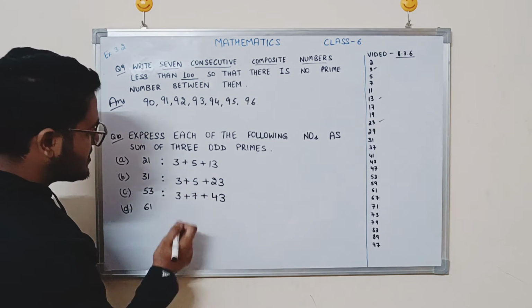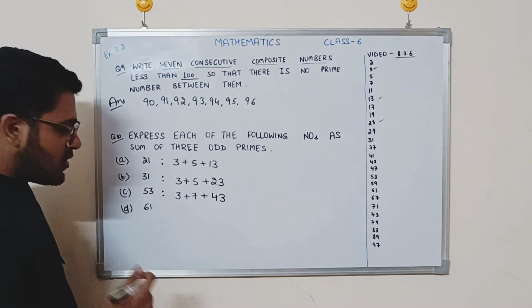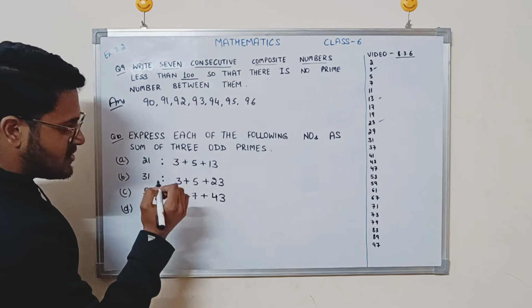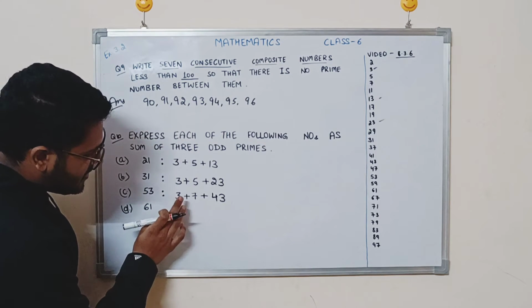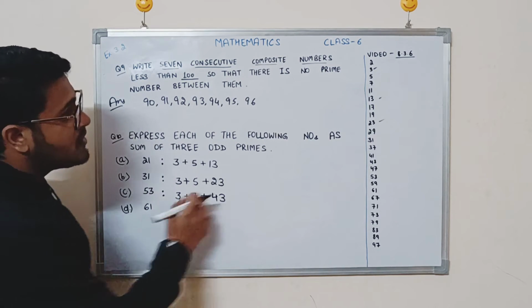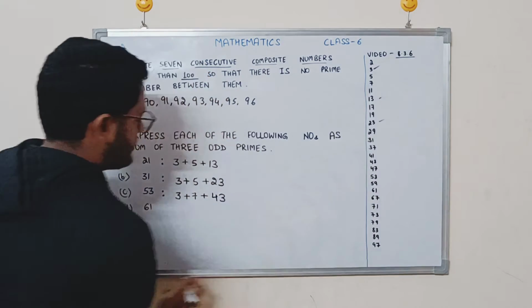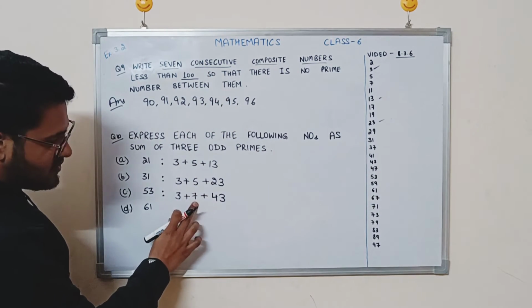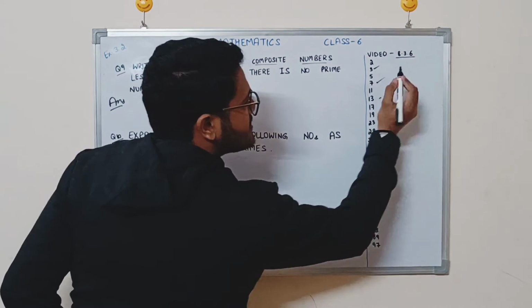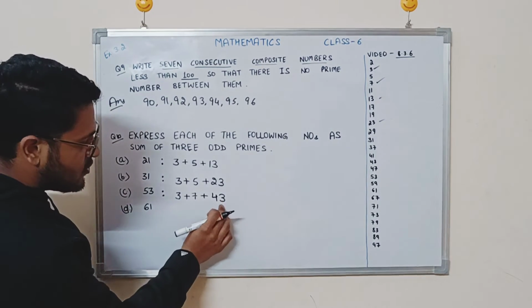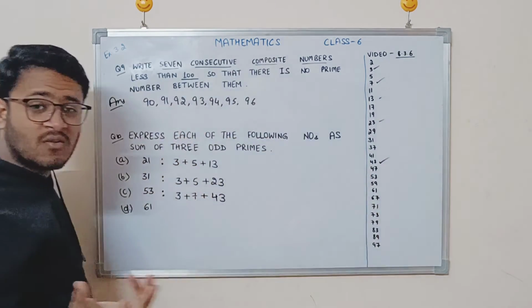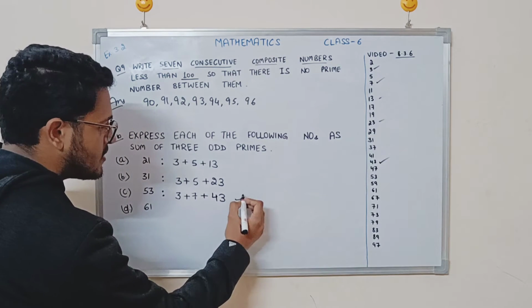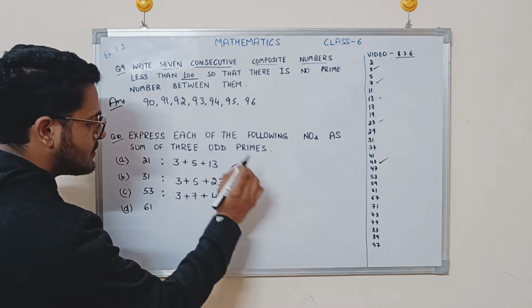53. Now let's check. All these are odd numbers. 3 is an odd number, 7 is an odd number, and 43 is an odd number. Now check if 3 is a prime number. Yes, 3 is a prime number. Is 7 a prime number? Yes. Is 43 a prime number? Yes, 43 is also a prime number. So this is also done.